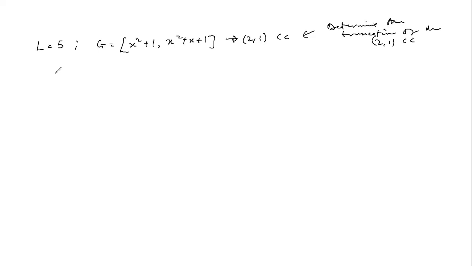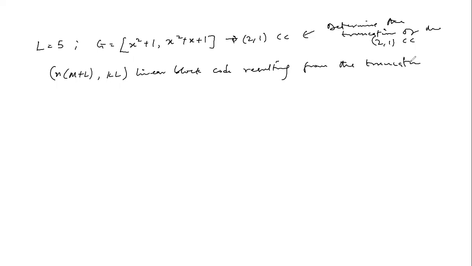So we have an n into bracket (m plus L), comma kL linear block code resulting from the truncation. For the memory, m is the maximum of the degree of the polynomials g_ij. And here it is 2. The maximum of the power is 2, so m is equal to 2.